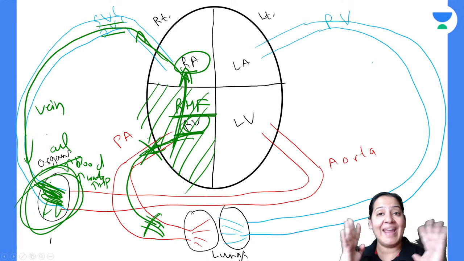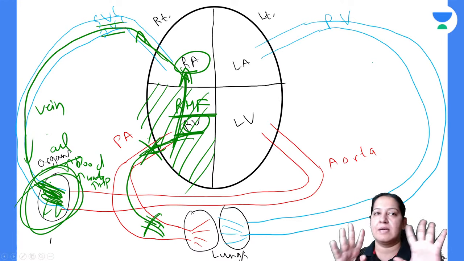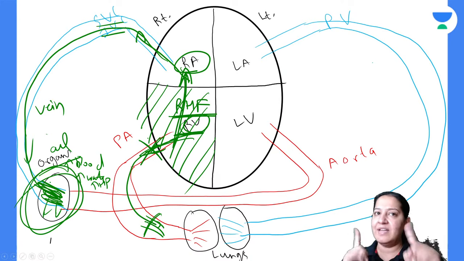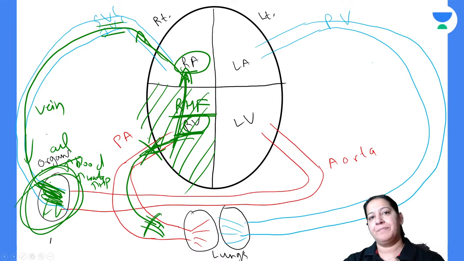This is the reason why, in right heart failure, the patient will come to you with edema throughout the body. So that is the reason. Have you got it? Give me a thumbs up. So right heart failure causes edema of all organs of the body. This is the mechanism. Give me a thumbs up.